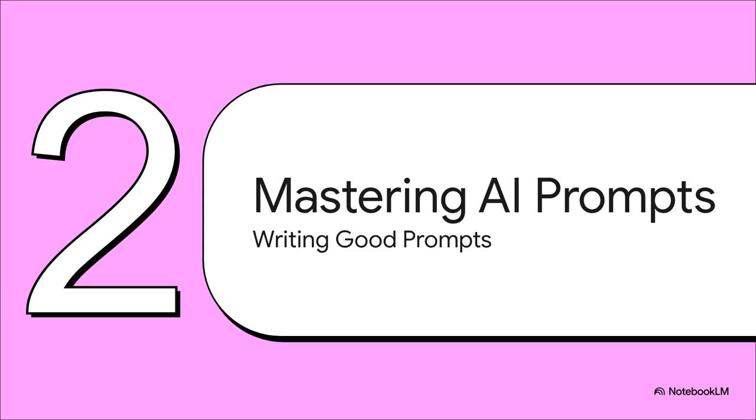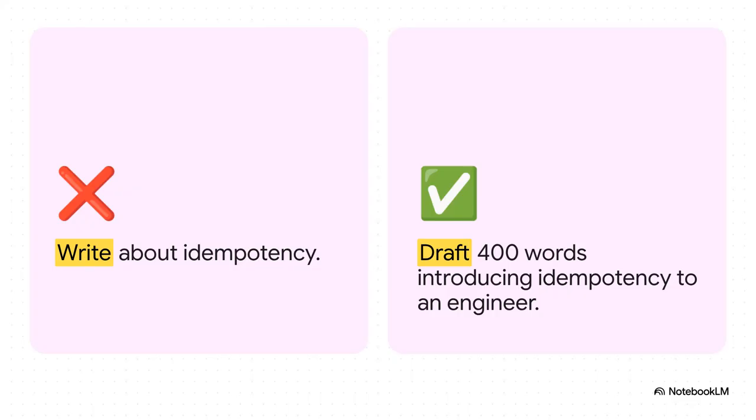All right, moving right along, section 2, mastering AI prompts. This perfectly illustrates what I'm talking about. The difference between a bad prompt and a good one is literally night and day. If you just tell the AI, write about idempotency, you are going to get a totally useless generic paragraph. But look at the good example. Draft 400 words introducing the concept to an engineer who knows HTTP but has never written a retry loop. Wow. See the difference? You're instantly giving the AI the exact razor-sharp boundaries it needs to actually be useful.